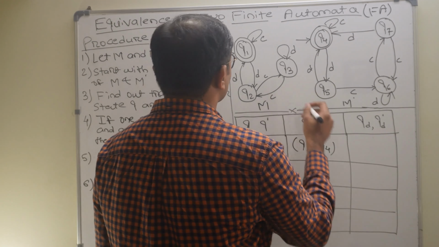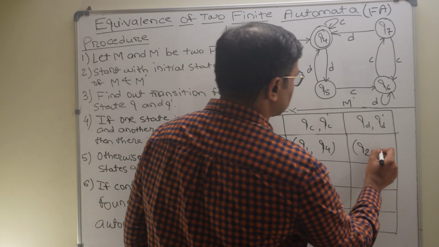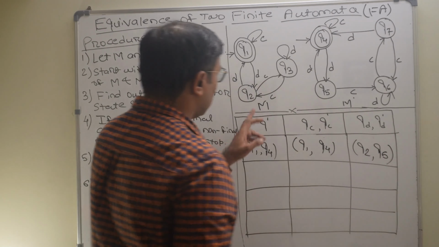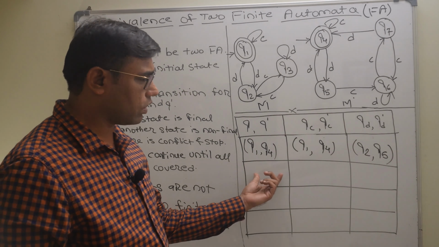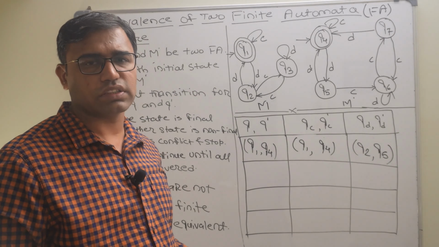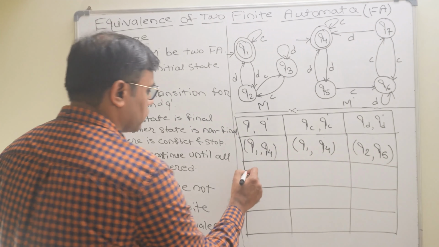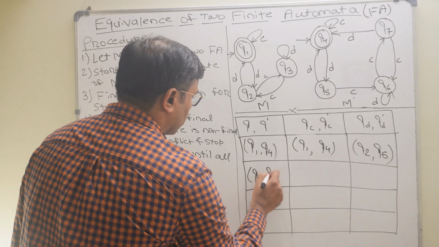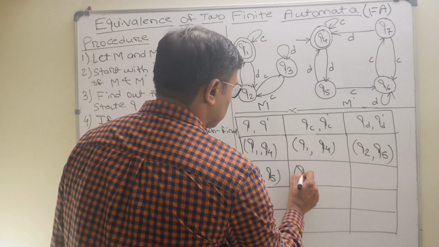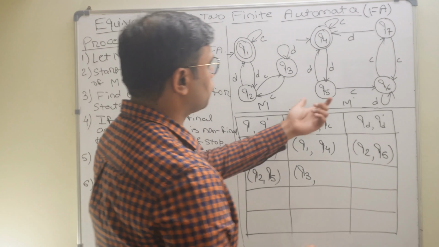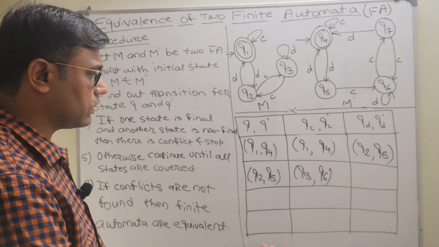Then q1d is q2 and q4d is q5. Again there is no conflict because q2 is non-final and q5 is non-final, so we can go ahead. Now what to write on the left hand side? On the left hand side we write the states which are not covered. Q1 q4 is covered but q2 q5 is not covered, so I will write here q2 q5. What is q2c? Q2c is q3 and q5c is q6. Both are non-final states, so there is no problem.